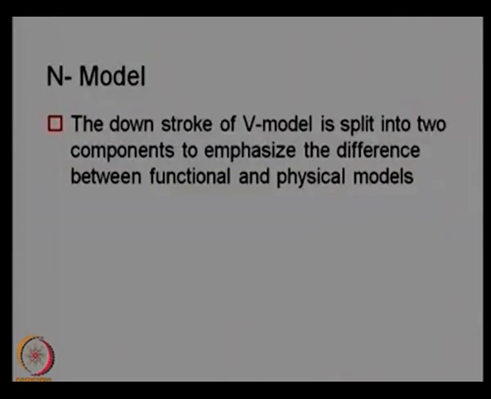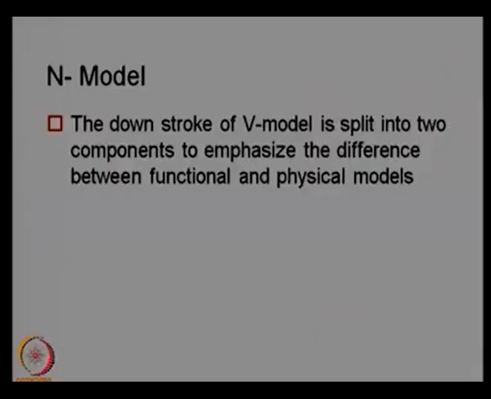So that was about the V model, and there is another model which is not so popular, but still for your information I can just mention it here. It is known as the N model. So the downstroke of the V model in the previous case will be split into two components to emphasize the difference between functional and physical models, because in the previous V we have the requirement identification, development of the functional concepts, and then developing the design and then manufacturing of this.